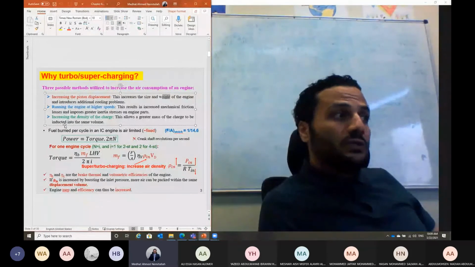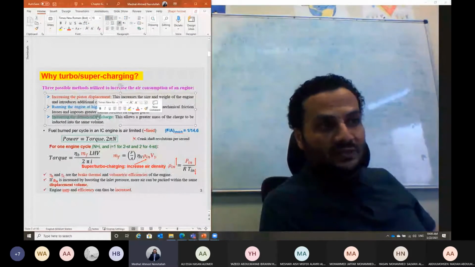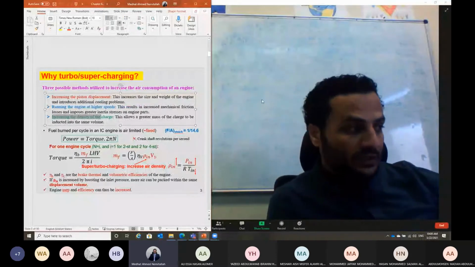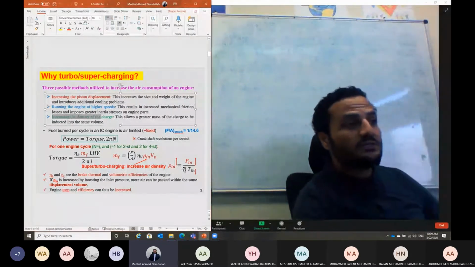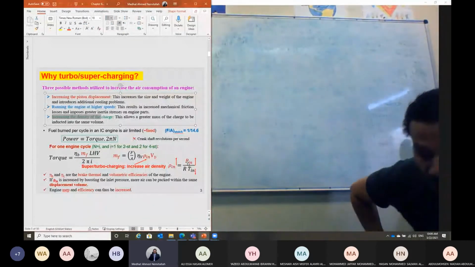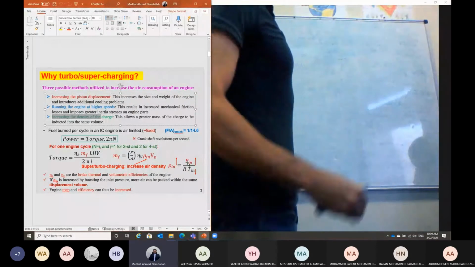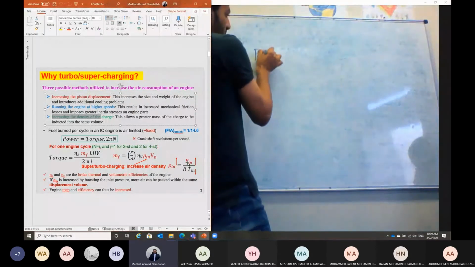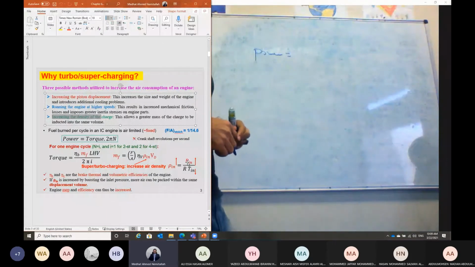So the third way to increase the mass flow rate of air to the engine is to increase the charge density, to increase the density of the air. If we are able to increase the density of the air, that means we are increasing the mass flow rate of air. Increasing the mass flow rate of air will increase the mass flow rate of fuel, and the engine power in this case will be increased. We'll be talking about all of these parameters in the next chapter, which is the engine performance.